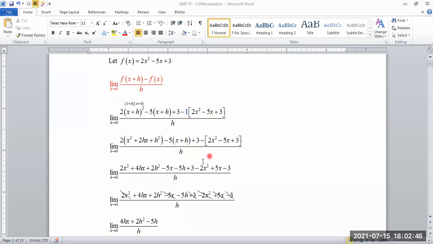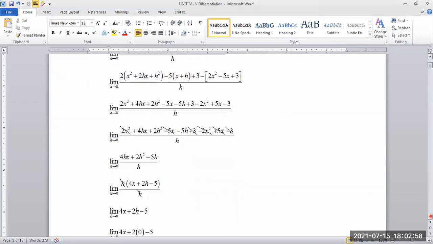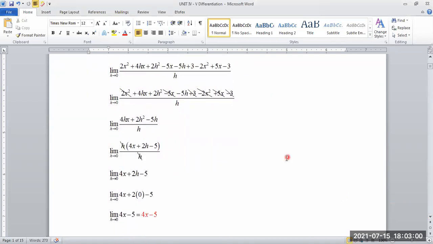All right. So now what I'm going to be left with is 4hx plus 2h squared minus 5h. See it down here, so this is what is left. Now I am going to be taking out this h. I'm going to factor it out, because something here can be factored out. Each of these terms has at least one h, so I can factor out that h.